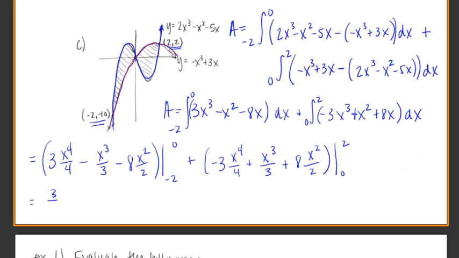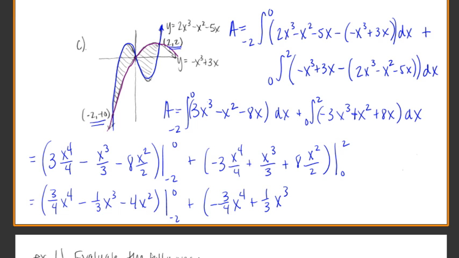Let me see if I can clean this up. So 3/4 x to the 4th minus 1/3 x cubed minus 4x squared, evaluated from negative 2 to 0. And then plus negative 3/4 x to the 4th plus 1/3 x cubed plus 4x squared, evaluated from 0 to 2. Okay, so in each one of these I'm going to plug in the upper bound, then subtract negative 2 plugged in. Over here on the right, I'm going to plug 2 in and then subtract 0 plugged in.